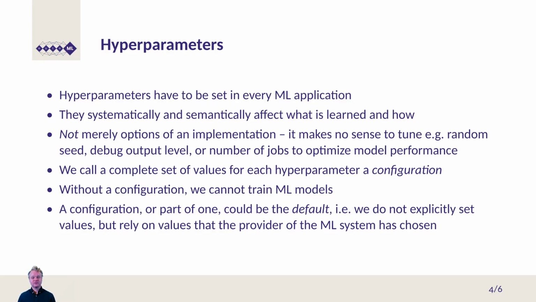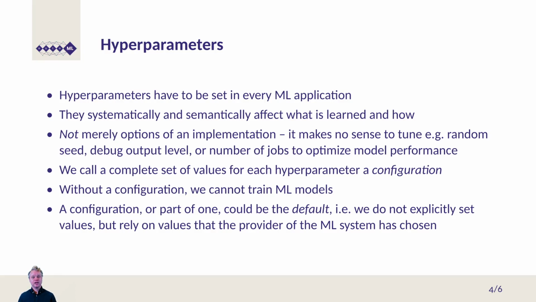We call a complete set of values for each hyperparameter a configuration, and this is what determines how a particular learner will operate and how it will go about learning its model once you give it the training data. Without the configuration, we cannot train machine learning models. And this might be somewhat counterintuitive because you can use a lot of functions in code without explicitly setting hyperparameters. Well, this is because for all of these hyperparameters, there are usually defaults. Usually these are sensible defaults, as in something that will give you reasonably good performance.